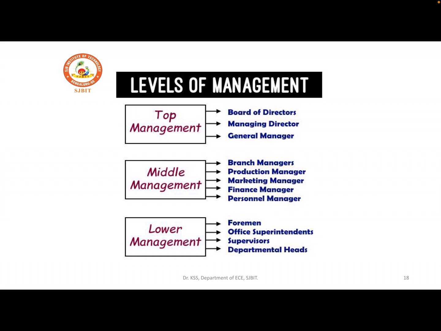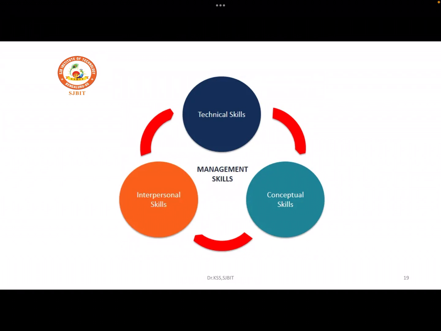Then which is lower management? The foreman, office superintendent, supervisor, and departmental heads come under lower management. What are the management skills? The management should have technical skills. It should also have conceptual skills along with interpersonal skills.